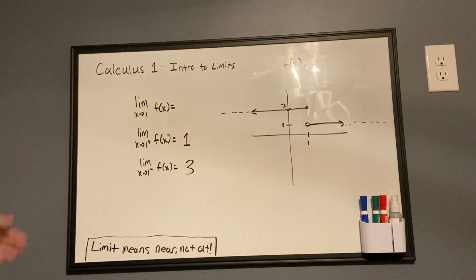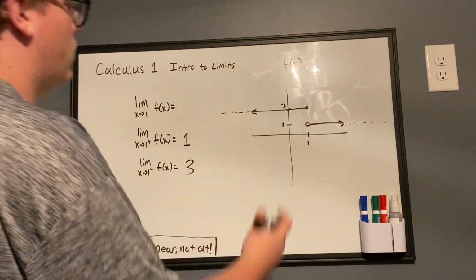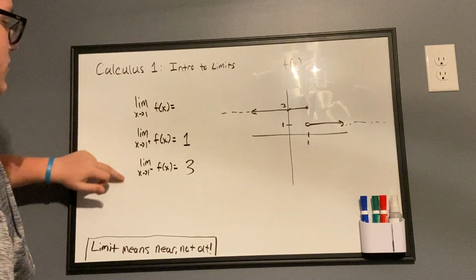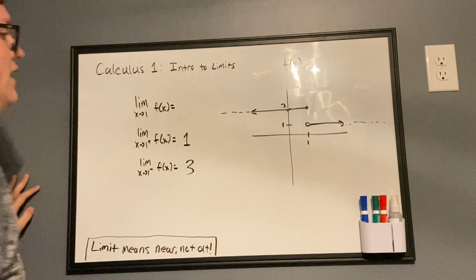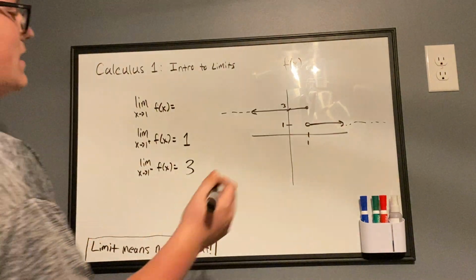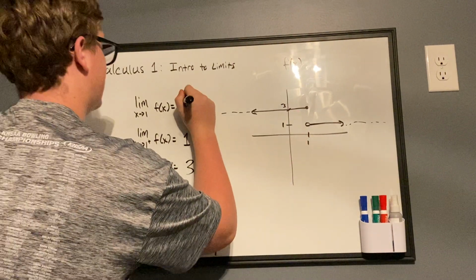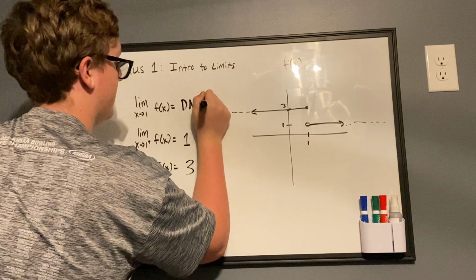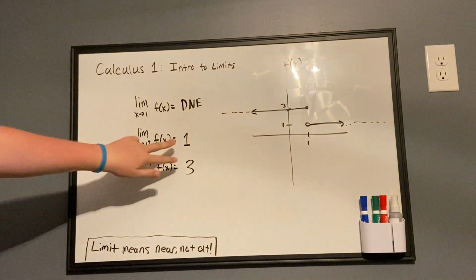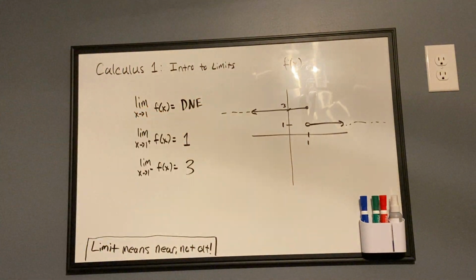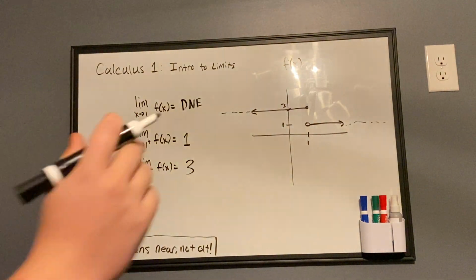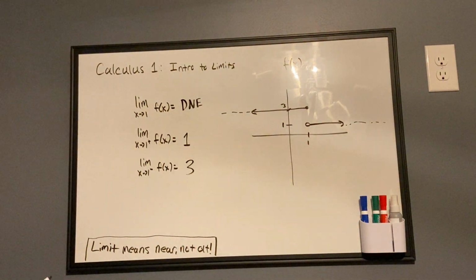So now, what is the limit as x approaches 1? Well, we have a difference in our limits from both sides. This is 1, this is 3. So we can't say that we have a limit because it's different coming from different sides. So this again is d and e. If these were the same, then we could say that the limit was the same as what these are. But it's not, they're different, so the limit does not actually exist.